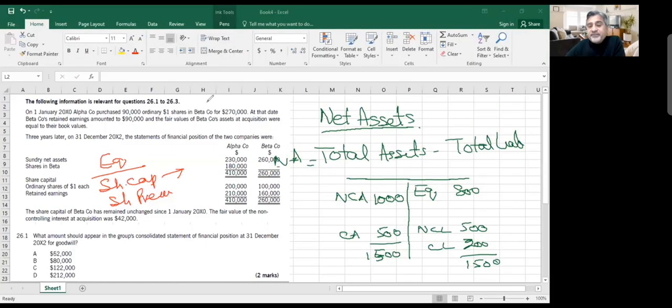Share premium is like, for example, if there is a share which has a nominal value of $1, face value of $1, and the company, not anyone else, the company, the first time they sell it, sells it for $3. So they are selling it for $2 more. That extra $2 is called share premium. So you would write down $1 in share capital, and you would write down $2 in share premium.